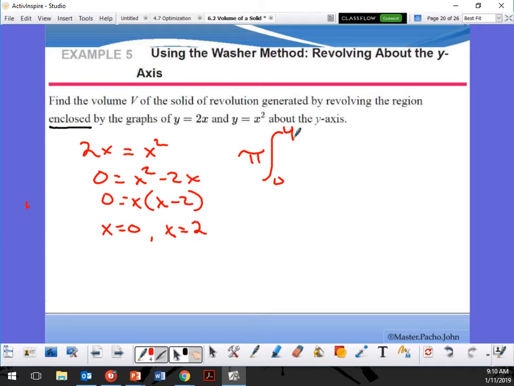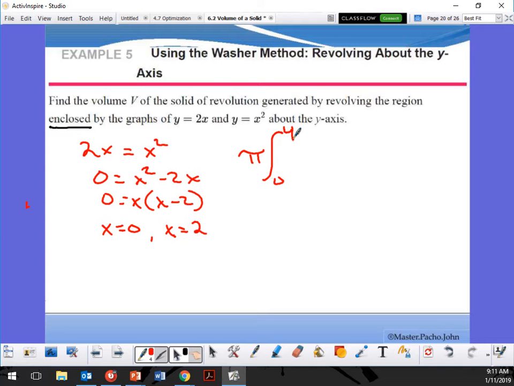That's one of the really key critical steps you have to understand when I'm changing this from x's to y's. I'm looking for the y values each time we do this. So now it's going to be from 0 to 4. We also have to figure out which function is going to be on top. If we're revolving around this, which one is going to be greater?